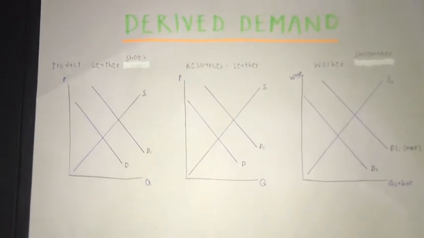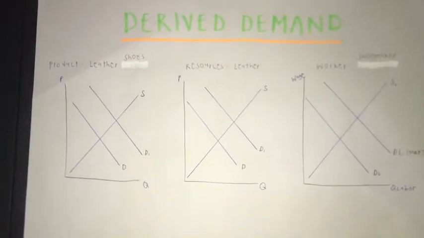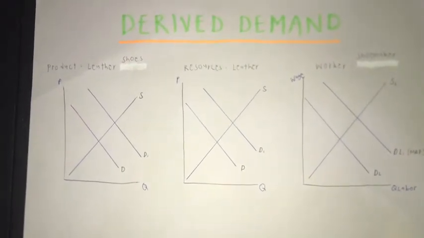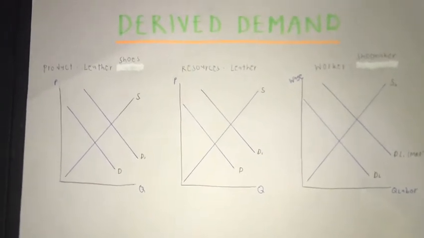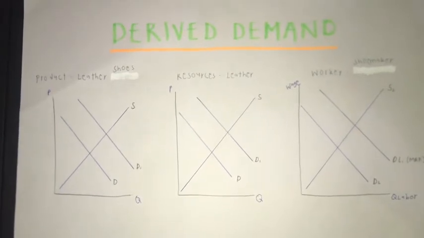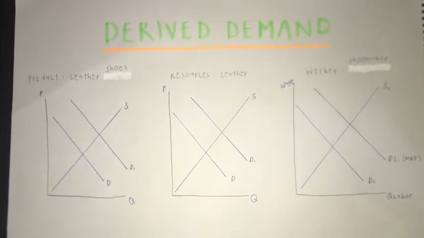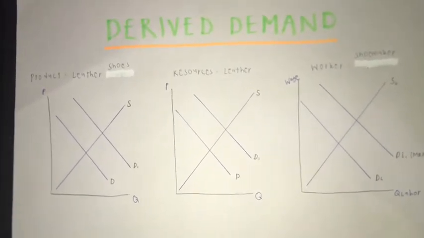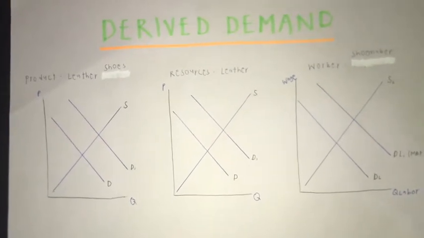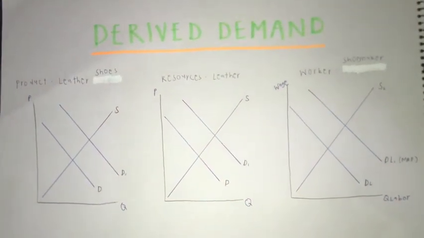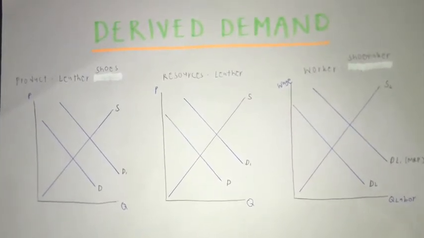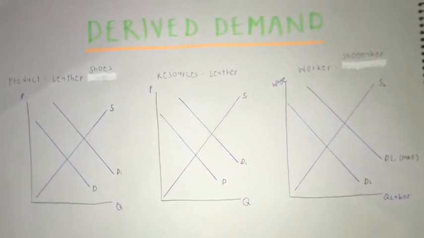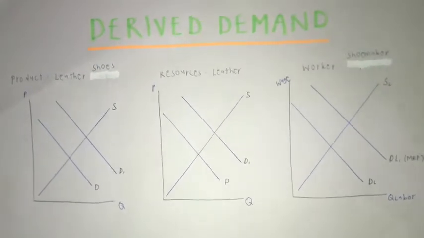Next is about derived demand. Derived demand can be defined as the demand for the input resource being derived from the demand for the product. We're going to be using an example of leather shoes, with our resources being leather and the worker being the shoemaker. If the demand for the leather shoes goes up, the demand for everything else goes up as well, and vice versa. If the demand for the leather shoes goes down, the demand for everything else goes down.